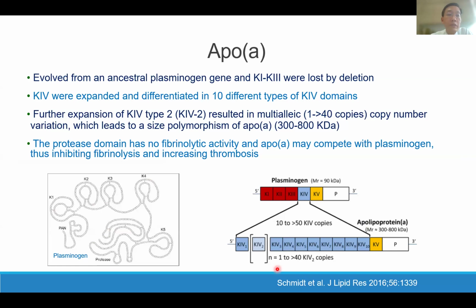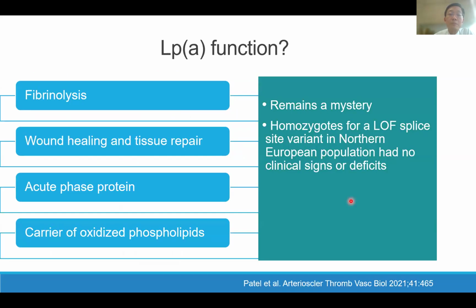So Apo(a) evolved from the plasminogen gene, and during evolution, the kringle 1, 2, and 3 domains were lost by deletion. The kringle 4 domain was expanded and differentiated into 10 different subtypes of kringle 4, and we call that kringle 4.1, kringle 4.2, kringle 4.3 until kringle 4.10. Further, the kringle 4 type 2 domains were expanded into multiple copies, which leads to a size polymorphism of Apo(a) ranging from 300 to 800 kilodalton. And at the end, the protease domain has no fibrinolytic activity, and therefore it has been hypothesized that Apo(a) may actually compete with plasminogen, therefore inhibiting fibrinolysis and increasing thrombosis risk.